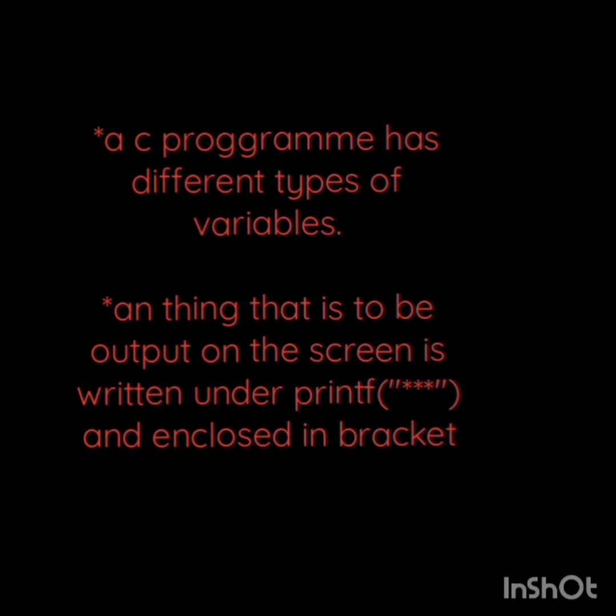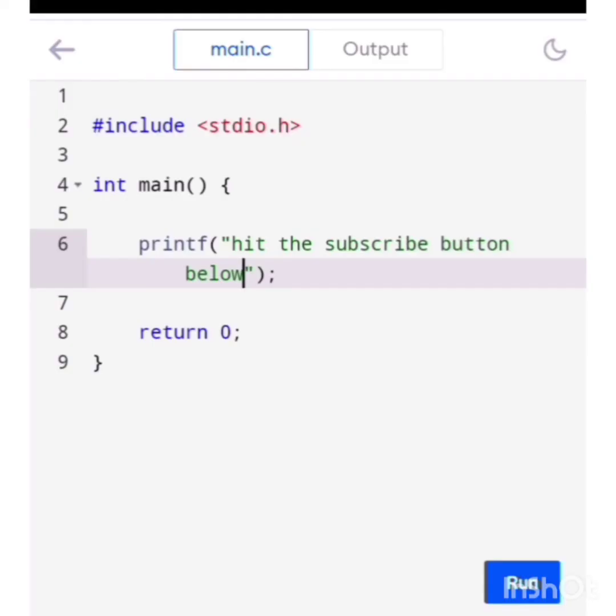So one thing that I forgot is that anything that you want to be printed as an output is to be written under printf and enclosed in brackets. For example, I wanted the subscribe button below to be outputted. So as you can see, I wrote it and closed it in brackets under printf.